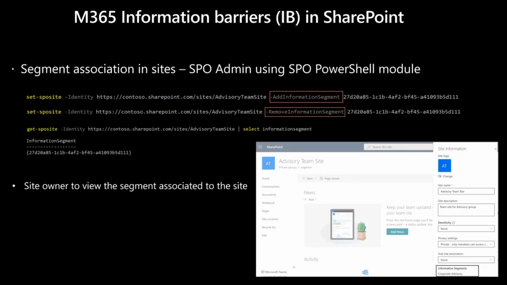Now also, we understand that as a site owner, you want to know what are the different properties which are stamped on a site. So as you can see here in the site information panel, the site owner would be able to view the segments which are associated on the site. The example that I have here is an advisory team site, and we have displayed the new property, which is information segment, and it clearly says it's corporate advisory. So what this means is the SharePoint administrator has set the segment corporate advisory explicitly on the site, and also the site owner now is made aware through the site information panel that the site is associated to corporate advisory.